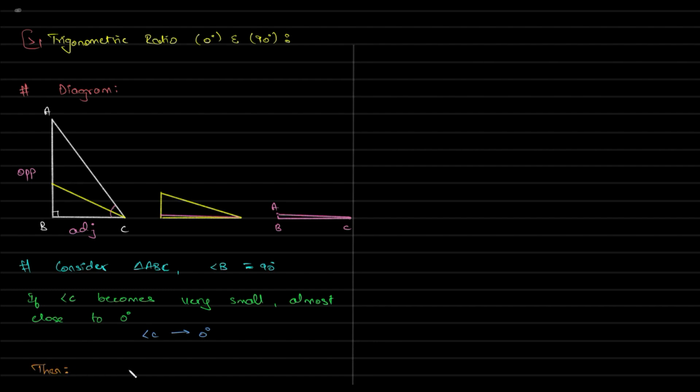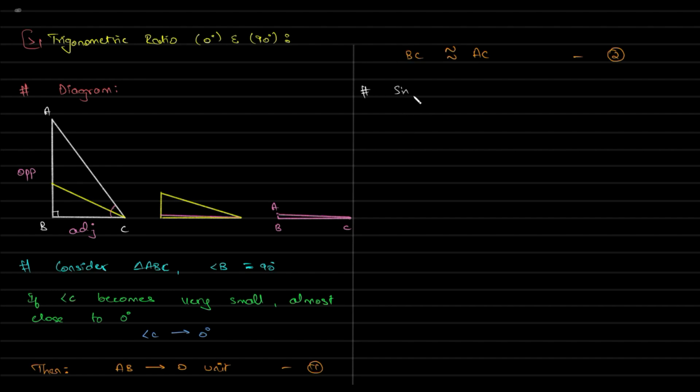Then what happens? Then we have the opposite side, AB, also going towards 0 unit. Right? It becomes very, very small, is it not? It will be almost close to 0. We'll call this equation 1. While your BC will be almost equal to the hypotenuse AC. Again, they won't be exact, but very, very close; we can tell it's very negligible. We'll call this equation 2.